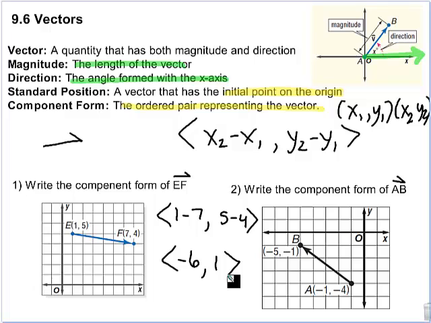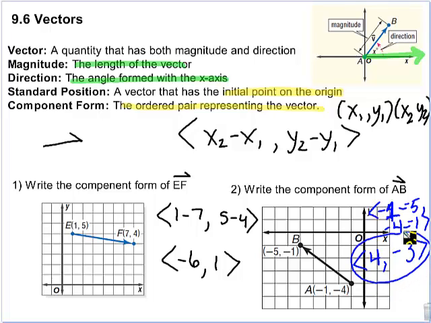All right, let's do the same thing for number 2. We want to write the component form for vector AB. So which point am I going to start at? A. So for my x values, I would take negative 1 minus negative 5, which would be plus 5. Sorry, I was looking backwards. So that'd be 4. And then for the y's, negative 4 minus negative 1, which would end up being negative 3. So that vector is 4, negative 3.